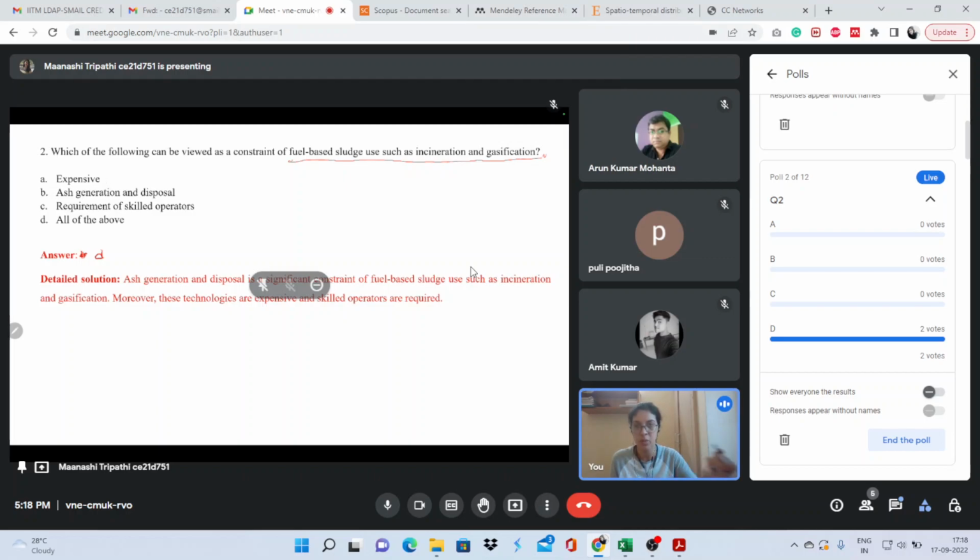Expensive, yes, this will be expensive because lots of energy will be used. Energy in the form of heat will be used. Ash generation and disposal is a problem. Yeah, that will be there. And requirement of a skilled operator. We cannot allow these things to be handled by anyone. We require some skills. And skill also involves the use of various safety equipment. So the answer will be D, all of the above.